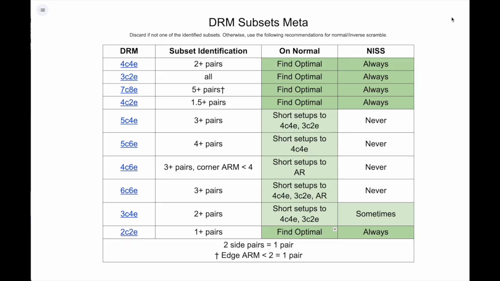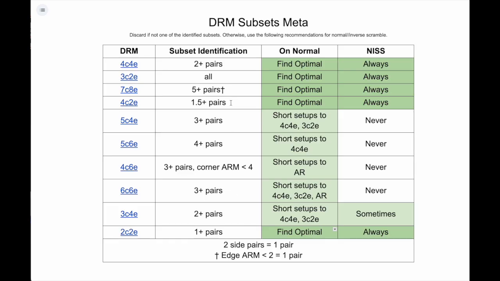All right, so here are the recommendations that fall out of this whole analysis. And you can see some very familiar rules in here and some unfamiliar ones. So 4C4E, NIS on 2 pairs, but with the new wrinkle that maybe one pair plus 2 side pairs is also worth NISing, and going and looking for optimal on the normal scramble. 3C2E, all cases good, continue. Maybe a simpler rule than some people using 7C8E typically use. Just count the number of pairs, 5 pairs, or this equivalent, 4 pairs plus edge arm, 0 or 1.